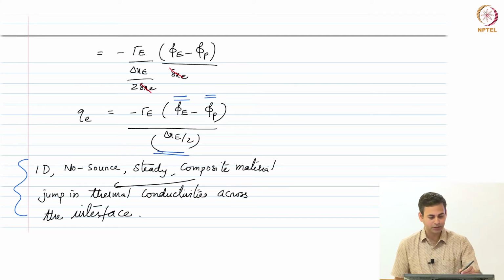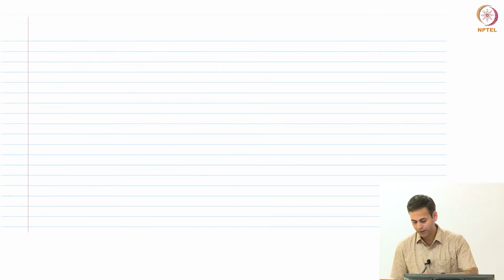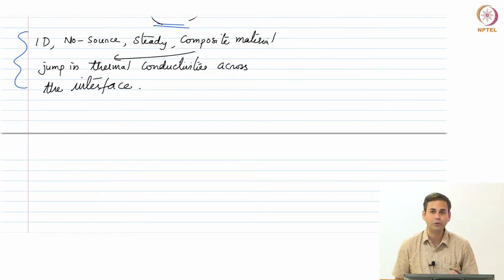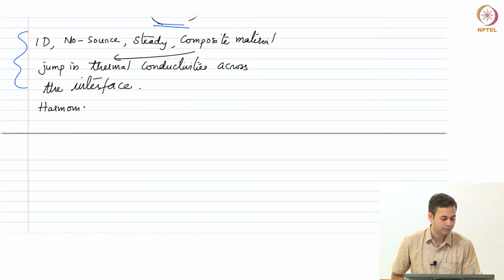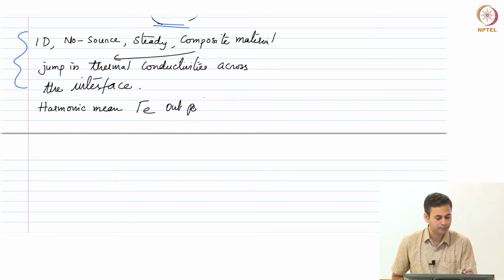Okay. But in situations where you do not have these things, for example, even if you have a source term, even if your problem is not 1D, even if it is not steady and you have transient problems, and if it is not a composite material, rather you have the thermal conductivity varying continuously within the domain, for all these cases as well, the harmonic mean formula for gamma e outperforms, or performs better, compared to the arithmetic mean. Okay.